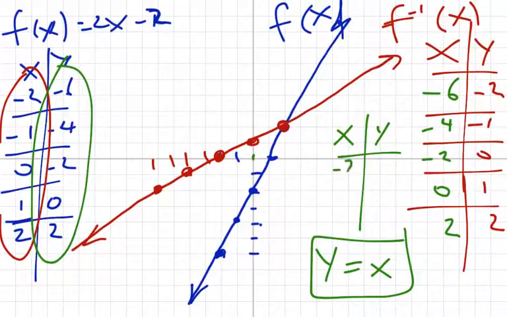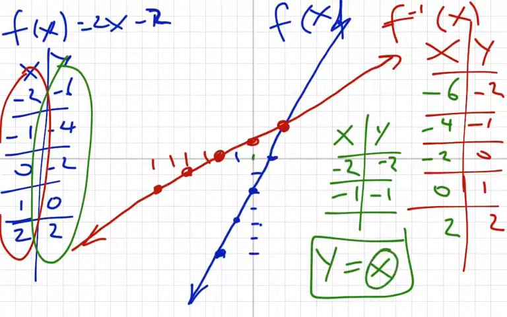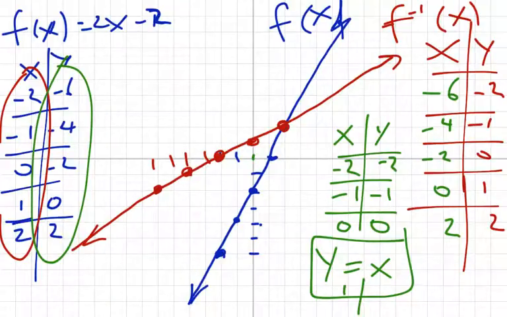If the x is negative 2, the y is negative 2. If the x is negative 1, the y will be negative 1. It doesn't matter what value I replace here, it's going to be the same as the y. So no matter what value you replace, the y is going to be the same. So I got negative 2, negative 2, negative 1, negative 1, 0, 0, 1, 1, 2, 2, 3, 3, 4, 4, 5, 5, 6, 6, 7, 7.